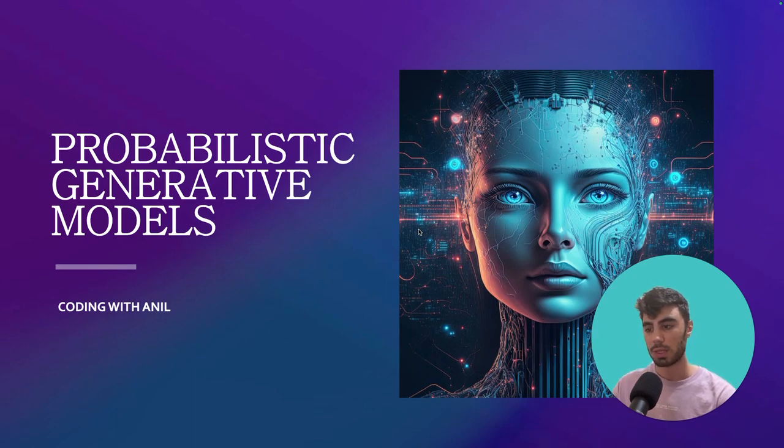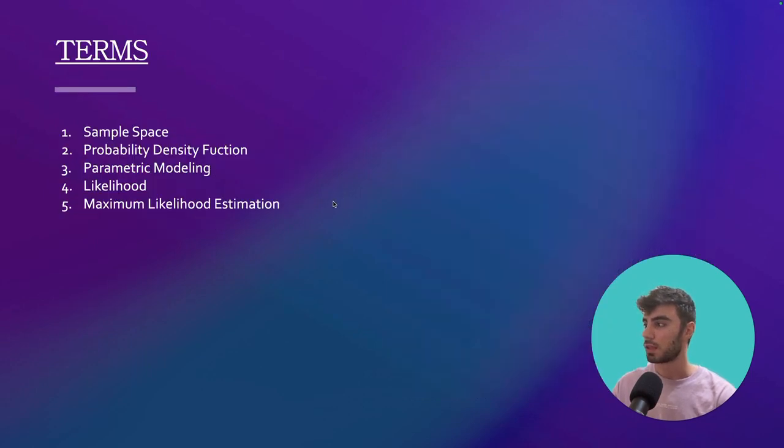And if you are not good at math, or if you are not an engineering student, it's okay, because these terms are here just to give you an idea. So let's start with what we will learn today. The terms that we are going to learn are sample space, probability density function, parametric modeling, likelihood, and maximum likelihood estimation. So let's start with sample space.